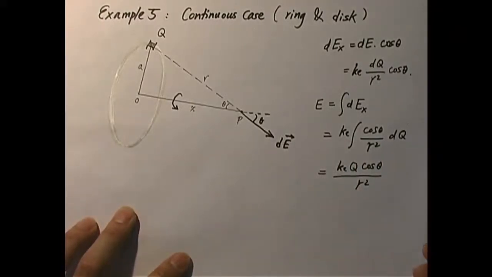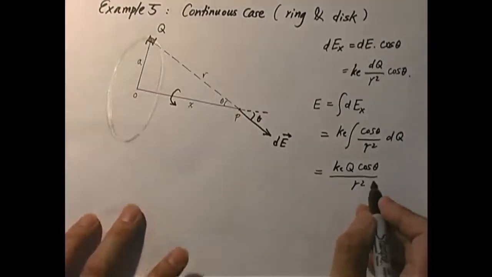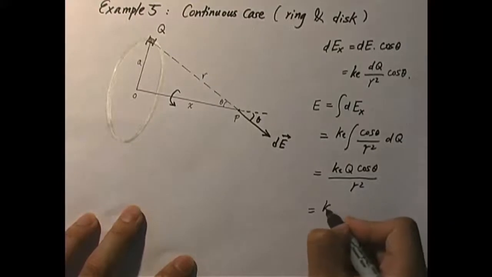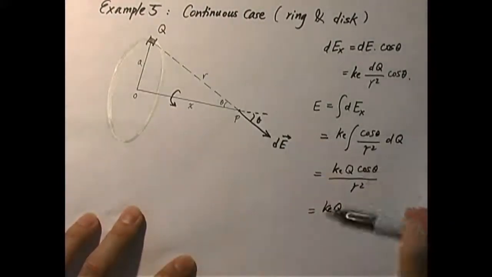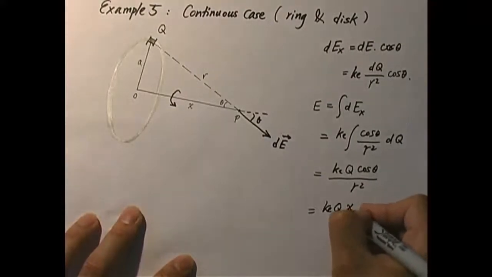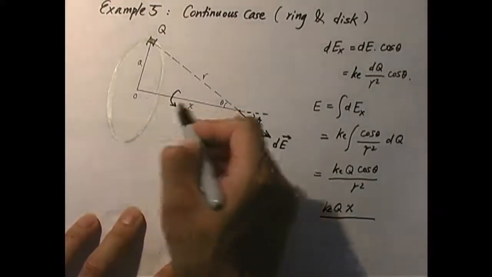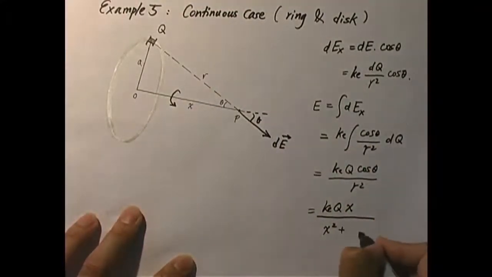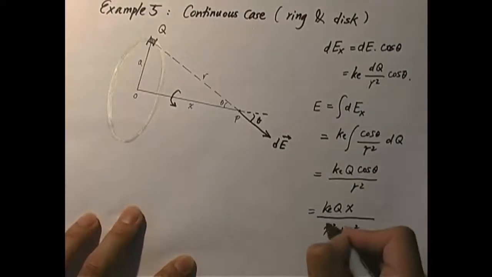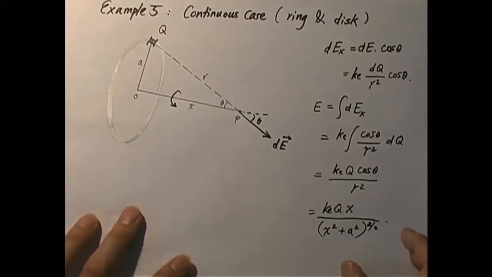Now, if you wish to express this in terms of given constants such as x and a, you can easily do that because cosine theta is just x over r. So this is just x over r to the power 3, and r itself is the square root of a squared plus x squared. So it's x squared plus a squared, the whole thing raised to the power 3 over 2. That is our answer.